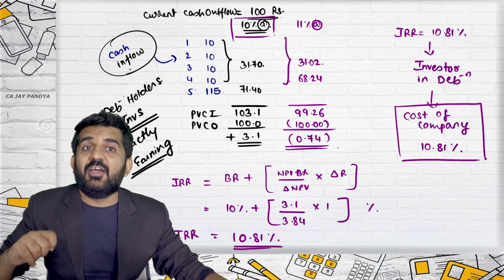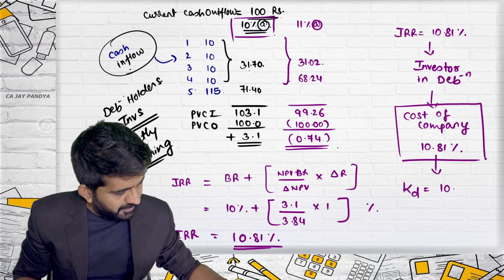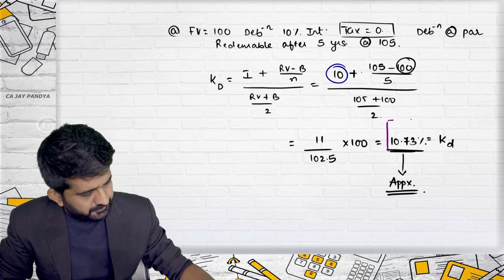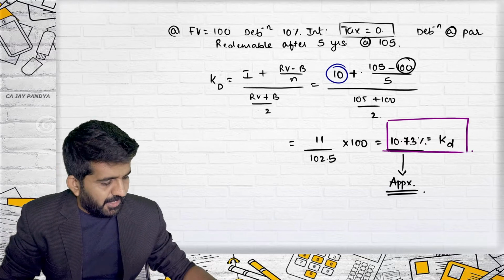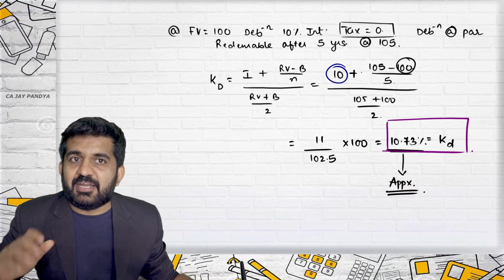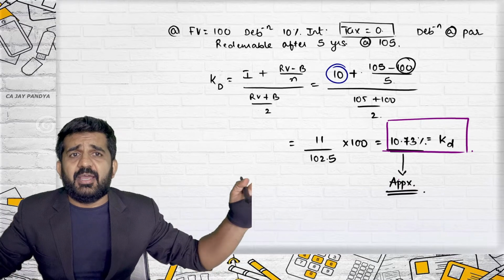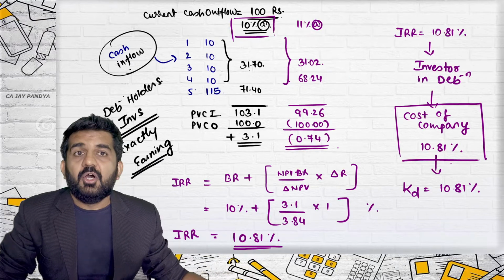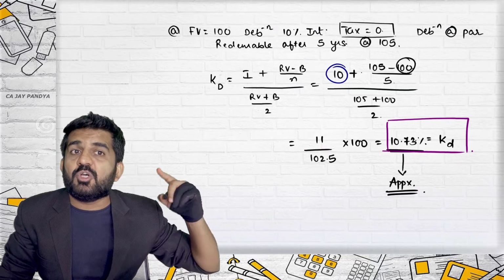What is this? I have found out the IRR. Ultimately, it becomes the cost of debenture, 10.81%. What was your answer? 10.73. I told you it is an approximate answer, and believe me, this is a normal approximation. It will not be so high an approximation that this answer will be 8% and that answer will be 12%. So this is the 10.73 approximate cost.